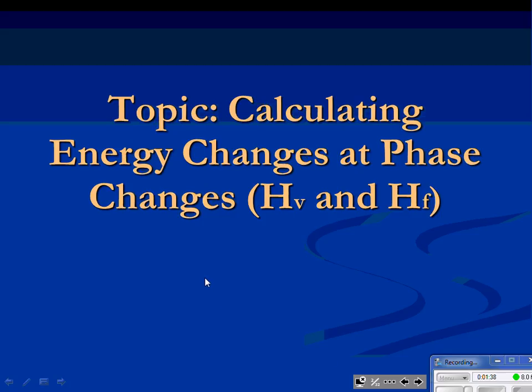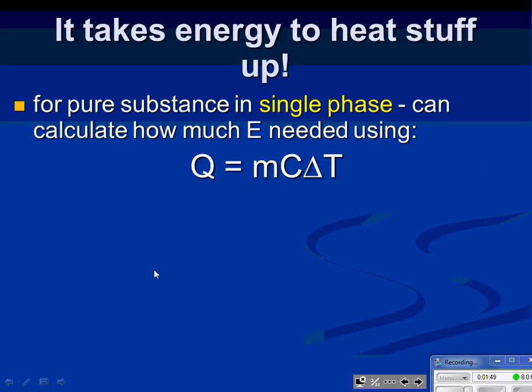Calculating energy changes at phase changes. HV and HF. That is the heat of vaporization, the heat of fusion. We'll discuss that here shortly. It takes energy to heat stuff up. For a pure substance in a single phase, we can calculate how much energy is needed based on the equation Q equals mc delta T.